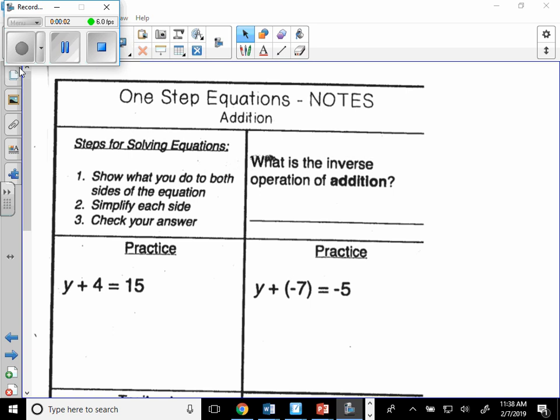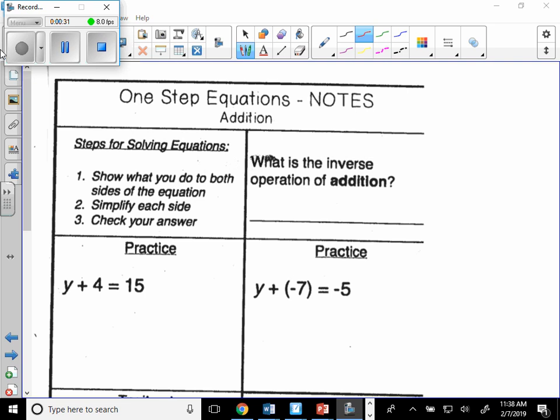Welcome back, everyone. Today we are going to talk about one-step equations and how to solve one-step equations. We're basically going to be testing you not necessarily on just getting the answer, but the process of getting to the answer. So we're going to be checking your steps. The best part about solving equations is that you can check your answer, and I'll show you how to do that in just a second.